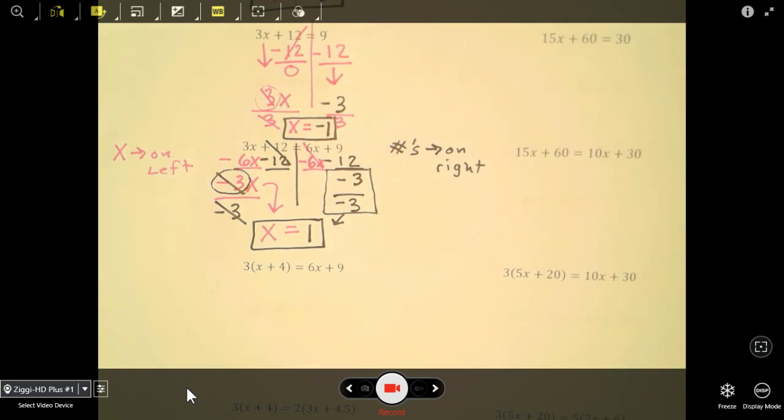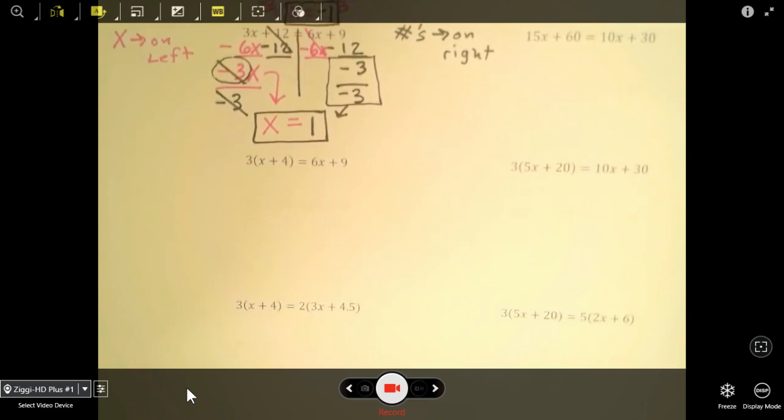So hopefully that helped you a little bit. And now we're going to move to a problem that's just a little bit more difficult. We got a few extra steps, but it's very similar. So I'm going to move this down a little bit so you can see it.